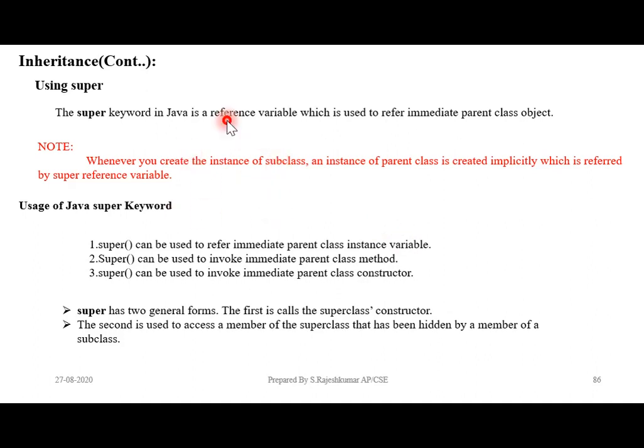Here the super keyword is just a Java reference variable which is used to refer to the immediate parent class. Whenever you are creating the instance for the subclass, the parent class is created implicitly, which is referred to by the super reference variable. The super keyword is mainly used for accessing the instance variable. It can be used to access the method. It can access the constructor. It first calls the superclass constructor, then it can access the superclass method according to the call which is defined.